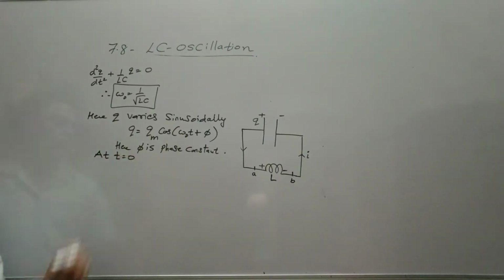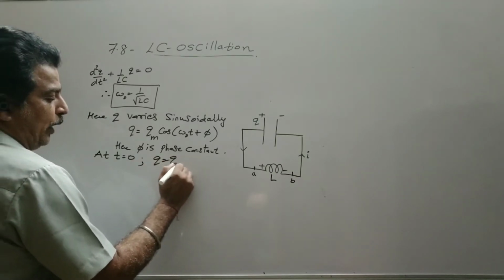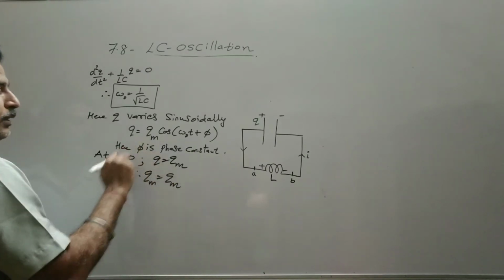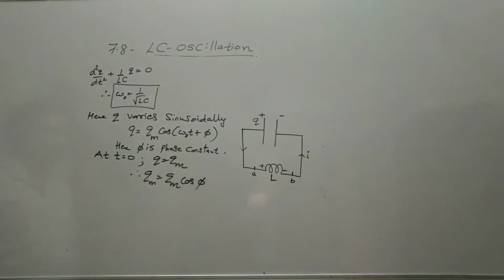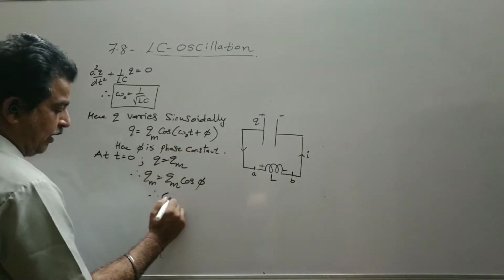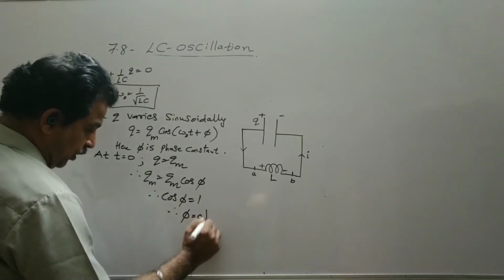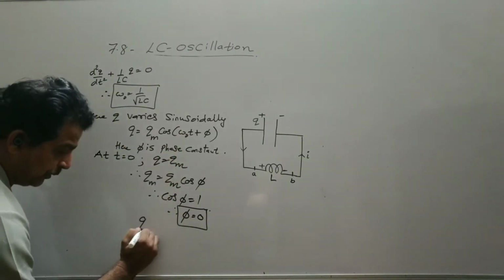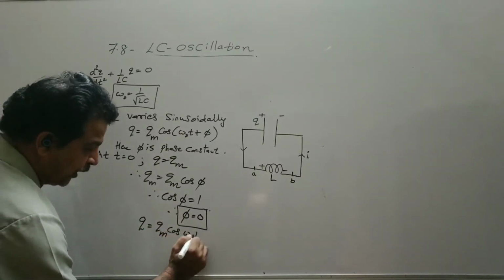So at t equal to 0, we know that Q is equal to Qm. Therefore Qm is equal to Qm cos of phi. So we substitute t as 0. Qm is cancelled. Therefore cos of phi is 1, and therefore phi is equal to 0. It means Q is equal to Qm cos of omega naught t.